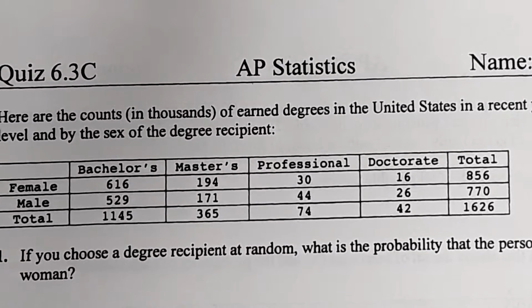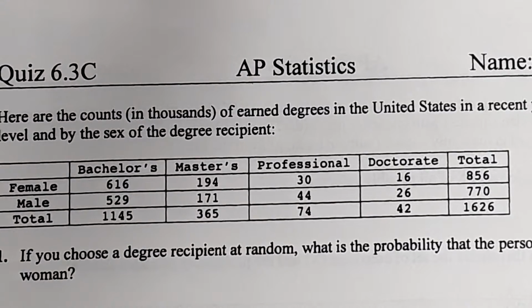Okay, so the next one. You guys, very rarely are they going to say, what is the conditional probability? Even though that's what the question is. What they'll usually say is, what is the probability that you choose a woman given that the person chosen received a professional degree? As soon as you see the word given, you know they've put a condition on it. Once they put that condition on it, you have to decide how you're going to write the probability.